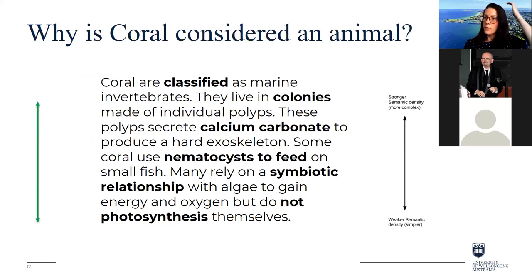I just wanted to give you an idea of what one of these explanations looks like. This is certainly not the whole explanation, but hopefully it gives you an idea of the different ideas that can be discussed when answering this question. The main idea behind this question is that coral actually does look like a plant. It looks more like a plant than it does an animal, but it is actually classified as an animal because it has the characteristics that mean that it belongs to the animal kingdom.